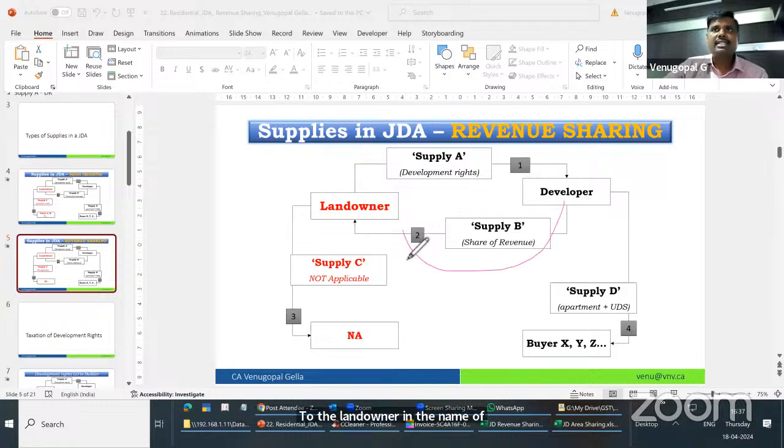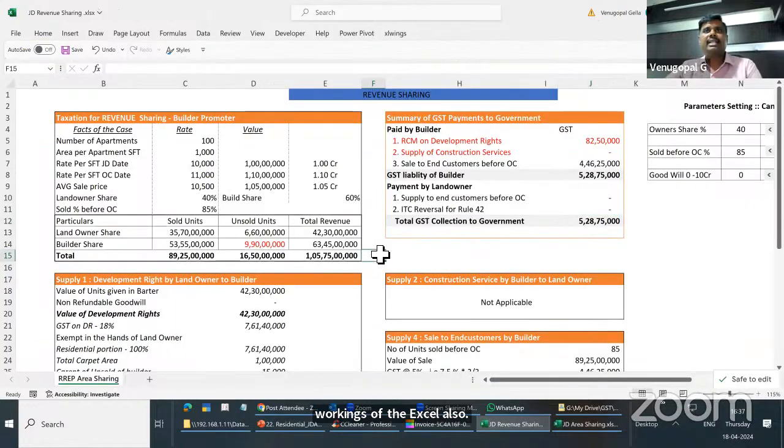So the developer is giving a portion of the revenue, and the landowner is selling the development right. By virtue of it, the developer is building the apartments and selling to the end customer. Landowner to end customer, the concept doesn't exist. Broadly, this is how the taxation works. I think we have seen the practical workings of the Excel also, both the revenue share and the area share.